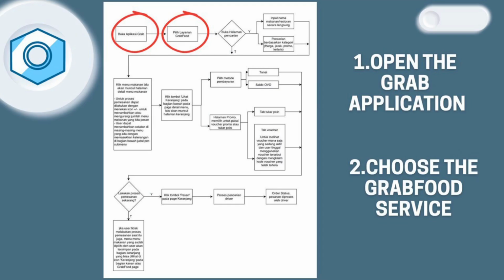For the first step of the Grab operation process, open the Grab application. Opening the Grab application is where the process starts, as the user opens the app on the smartphone. Grab is a multi-function application that provides a variety of services such as transportation, parcel delivery, and also food ordering.